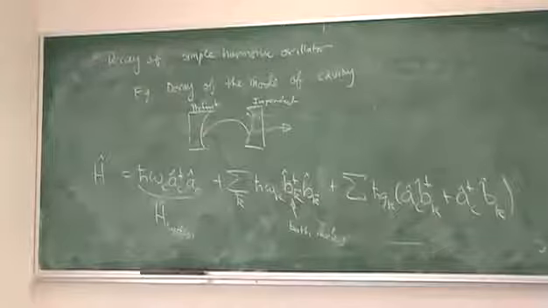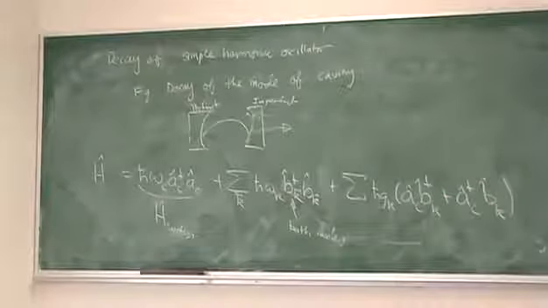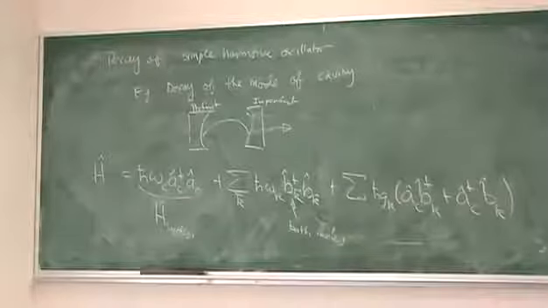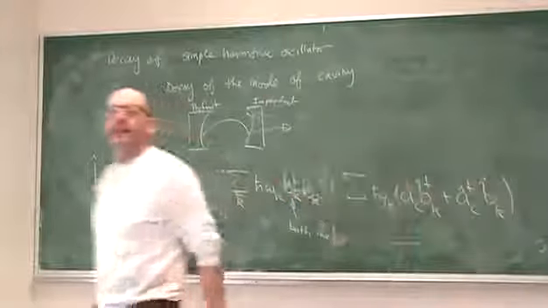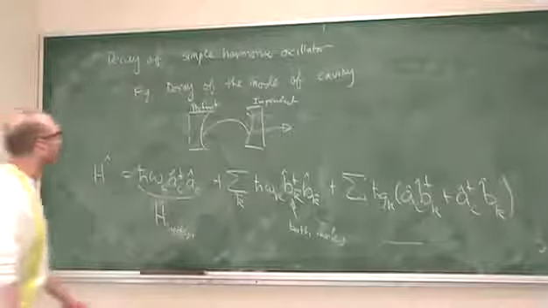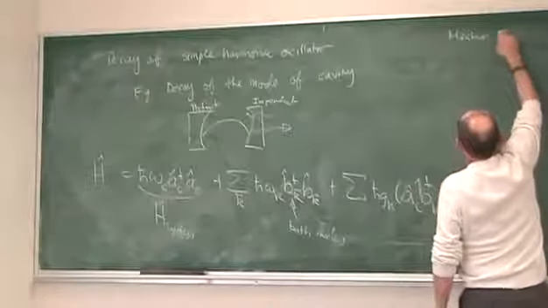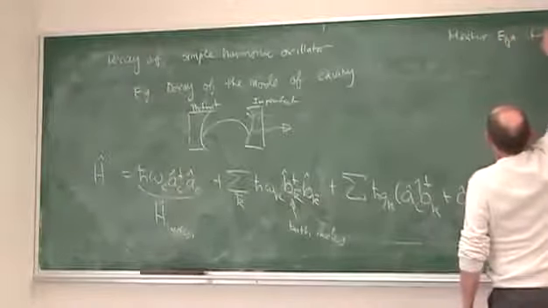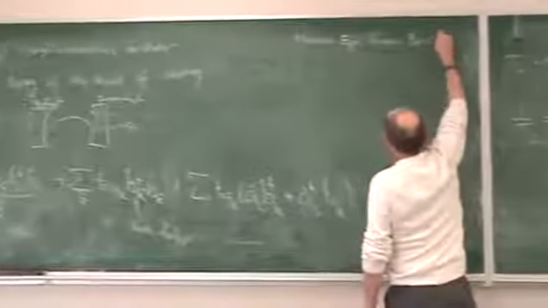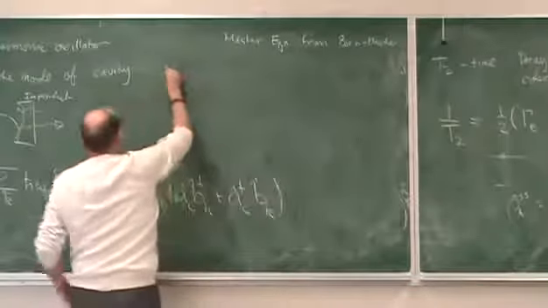So it's a very similar kind of thing that we had before, but instead of having sigma plus and sigma minus, we have a and a dagger. Okay? And again, we can take the bath to be in a thermal state and go through exactly the same derivation, and we're going to get exactly the same kind of master equation. And when we do the master equation from Born-Markov, it has, again, the same kind of form.